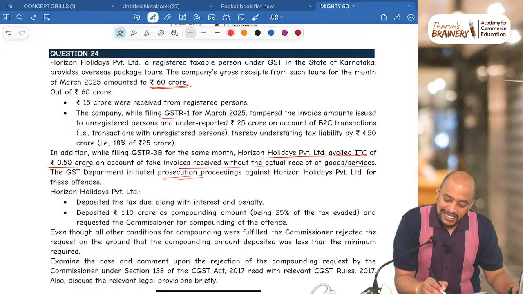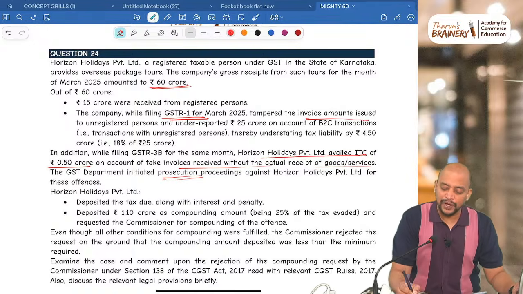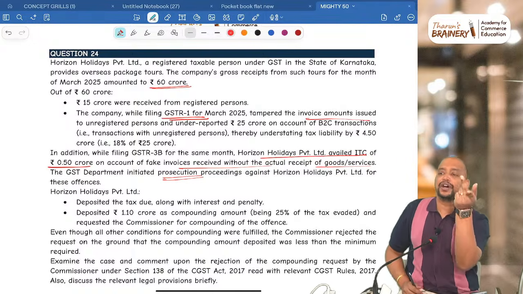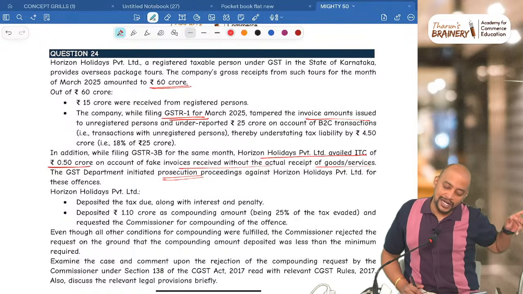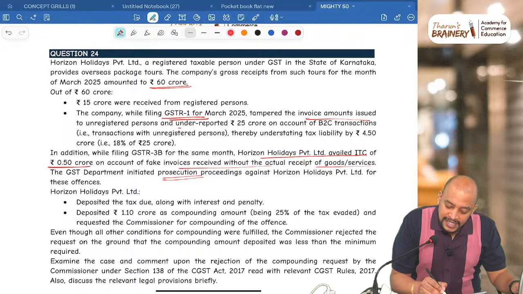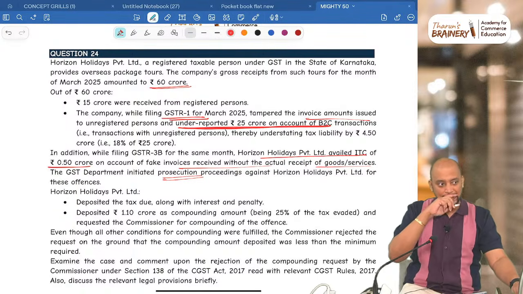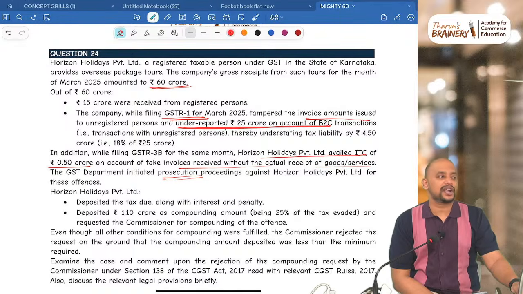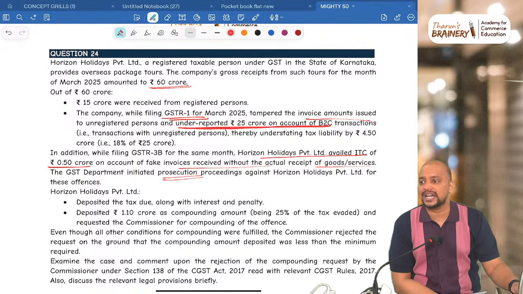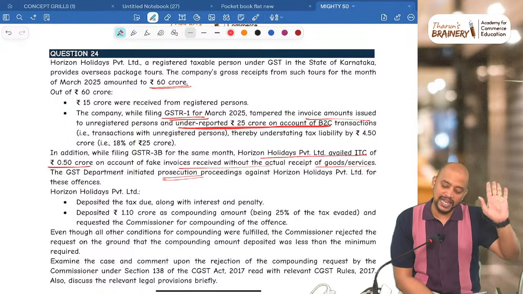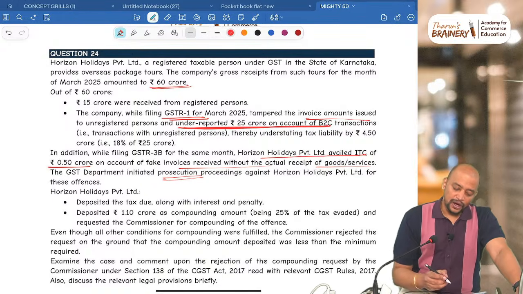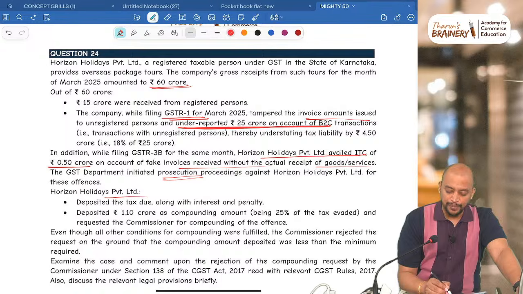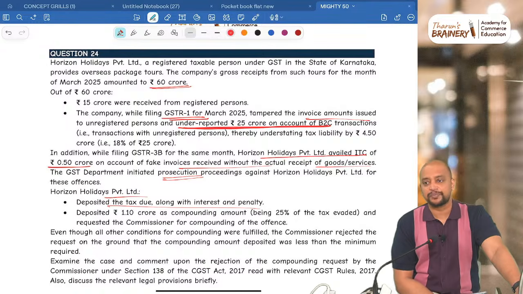While filing GSTR-1, they tampered the invoice amounts. They did not tamper with the invoice. They gave the invoice properly, but tampered the invoice amounts issued to unregistered persons and underreported 25 crore on account of B2C transactions. Okay. So this is books of accounts default, falsification of financial records, etc. Invoice they gave properly. Then next, Horizon Holidays Private Limited deposited the tax due along with interest and penalty.